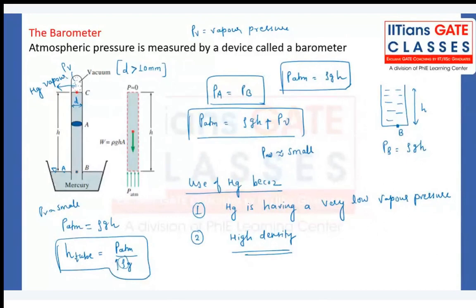If you use water, the rho value as compared to mercury is what? The mercury density is 13.6 times more than the water density. The water density will be very, very low as compared to the mercury density. What will happen? You will require the height of the tube to be very, very large. You may require the height of the tube to be approximately the height of a building. That much height of the barometer you may require to measure the atmospheric pressure. And again, that is not feasible, right? Because if I increase the height of the tube, then definitely the chances of getting damaged will be very, very high, right? So make a note of it. So that's why you always see in a barometer, the mercury fluid is there.